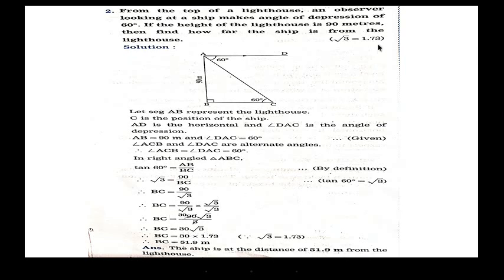And we are given the value of root 3 as 1.73. So multiply 30 by 1.73. We get the length of BC as 51.9 meters. So the distance of the ship from the lighthouse is 51.9 meters.